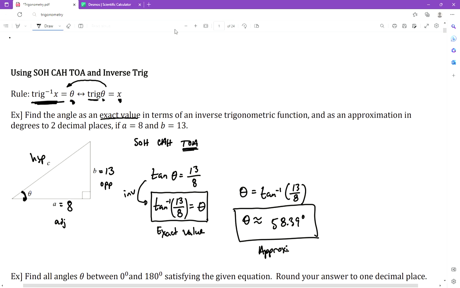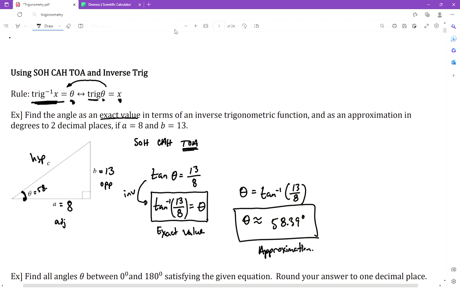Okay, so this is called an approximation. So when they ask for an exact value, that's the first answer. So it's basically what we would be getting to before we plug anything into a calculator. Whereas an approximation is when we plug something into a calculator. Okay, so that's it. With these problems, we want to make sure it makes a little bit of sense. Yeah, I think that 58.39 degrees makes sense.